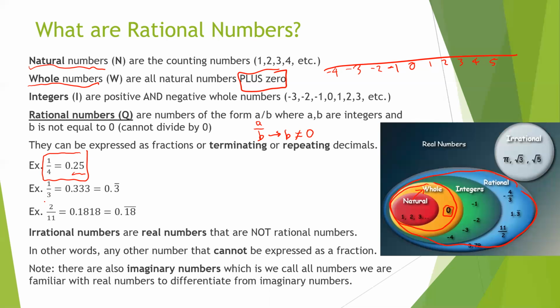But then we have other examples like 1/3. We can see here that this one actually does continue on. And if you put this in your calculator, 1 divided by 3, you end up getting 0.333333. It's going to go on forever, right?